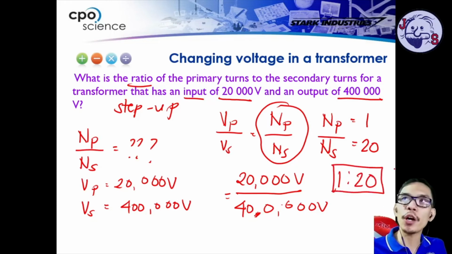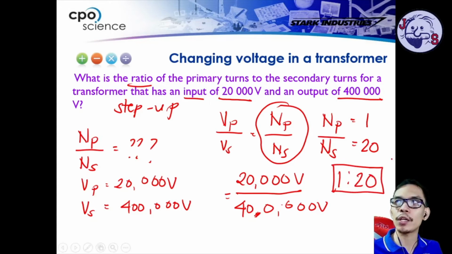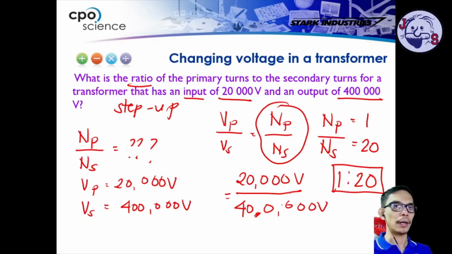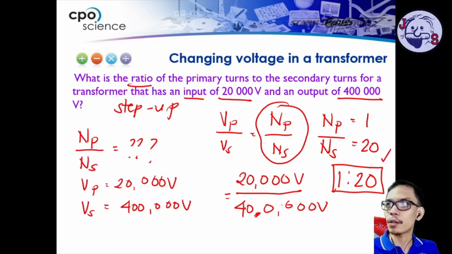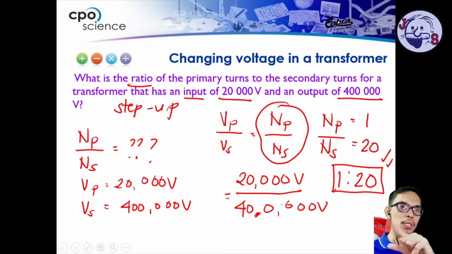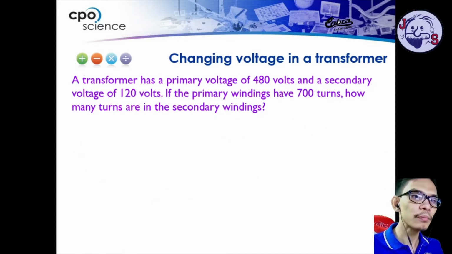Again, the ratio of the primary turns to the secondary turns of this transformer is 1:20. Alright, 1 is to 20. So this is the correct answer for this problem. That was problem number 2.